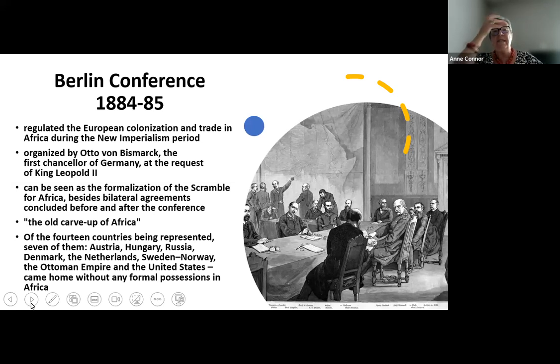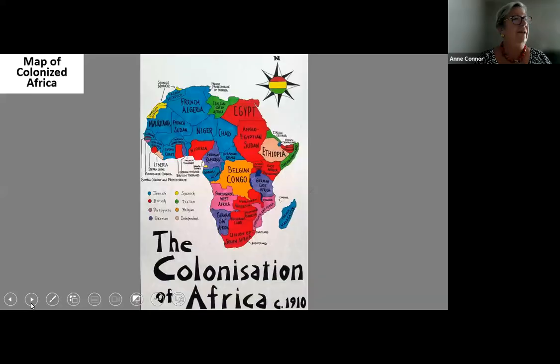So what we see is there were bilateral agreements prior to that one, but this is really what they call the old carve-up of Africa. Of the 14 countries that were represented, 7 of them, Austria, Hungary, Russia, Denmark, the Netherlands, Sweden, Norway, and the Ottoman Empire, and the United States, came home without any formal position in Africa. And this is what it became after that.